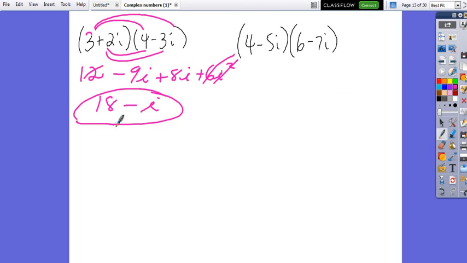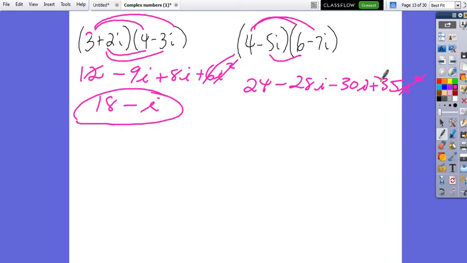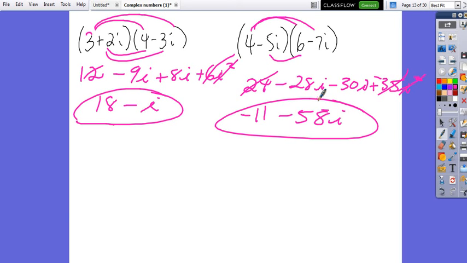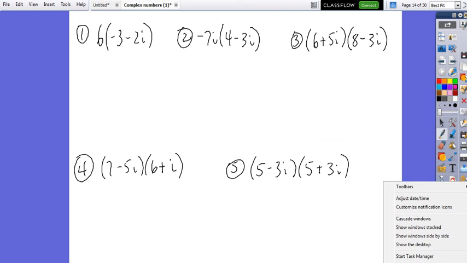Alright, same thing over here. 24 minus 28i minus 30i. That's ugly. Minus 30i plus 35i squared. Okay, the i squared is going to cancel. Make that a negative. So 24 minus 35 is negative 11. Those are gone. Minus 58i. Remember, don't make it i squared because you just combine them through addition. Okay, guys, y'all need to work on these on your own from the video.